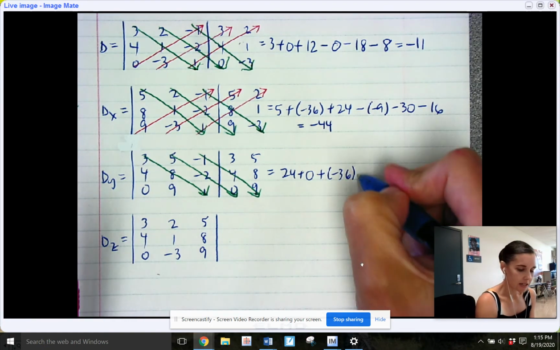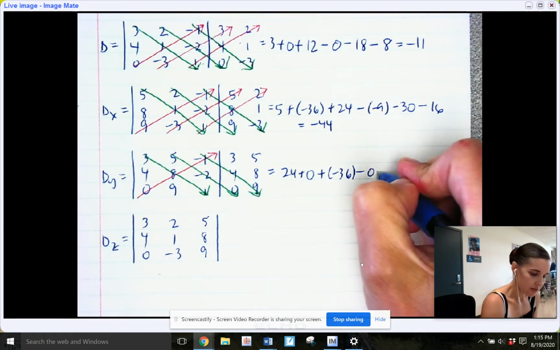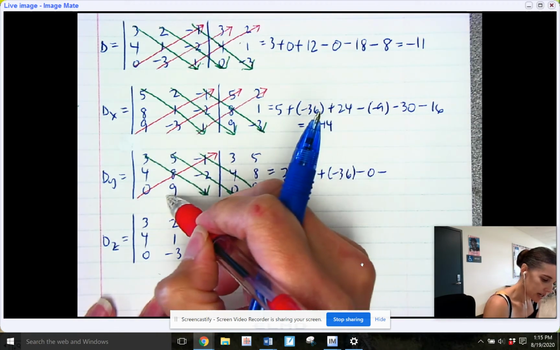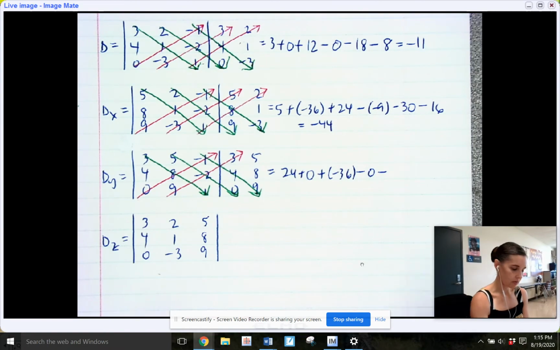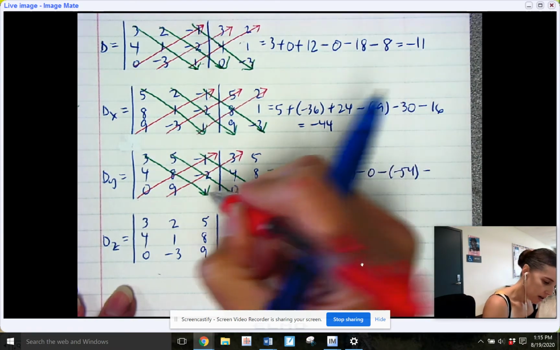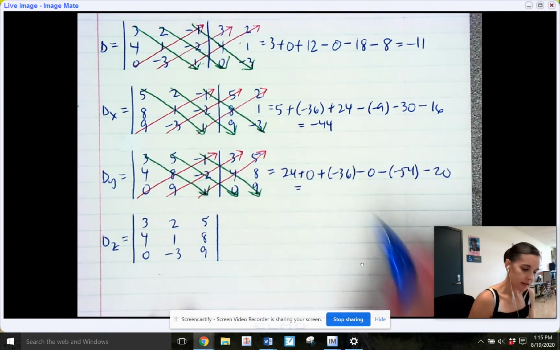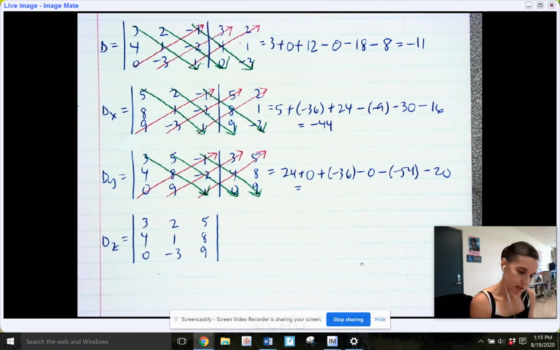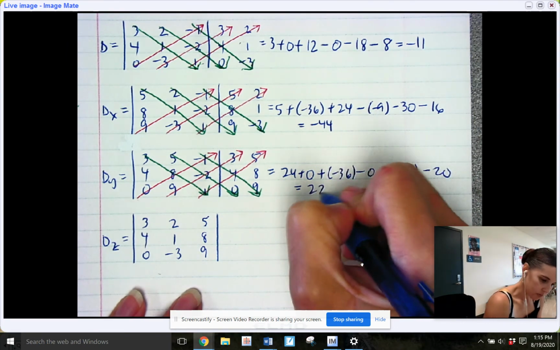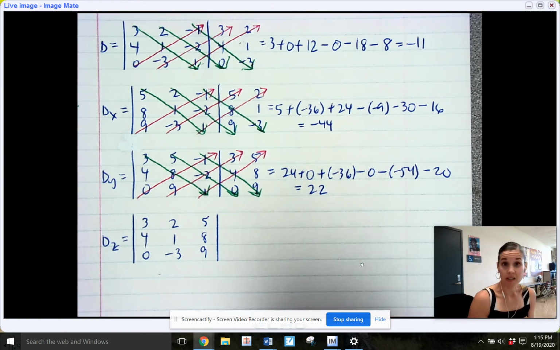Then I got to put minus, go the other direction. 0, 8, negative 1 is 0, minus 9, negative 2 times a 3 is a negative 54, minus 145 is 20. Okay, if I combine all of these, that would be 22. Yes, 22. All right, so finally our dz.